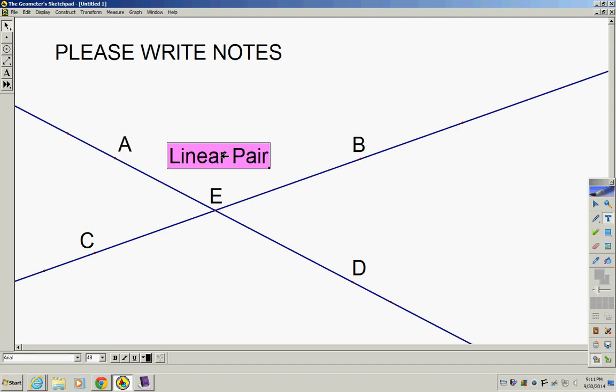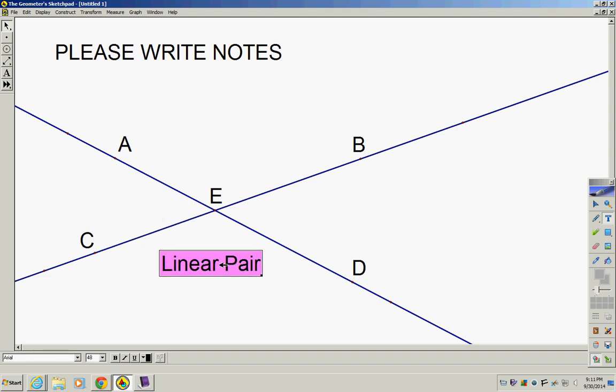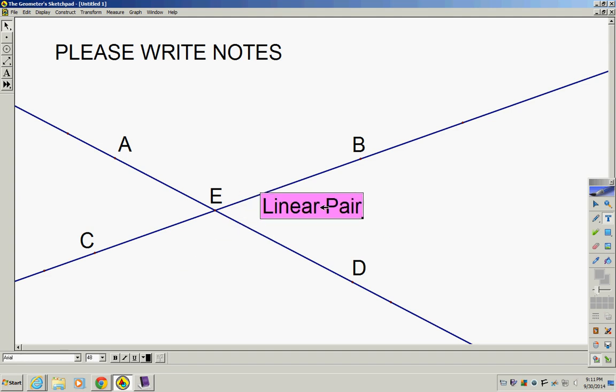Also, you could say BEA or AEB, either one. This angle right here is a linear pair with this angle right here. So AEB, AEC: these two are a linear pair. AEC and CED, these are a linear pair. And CED and BED, these two angles are a linear pair. So you can see when two lines intersect, linear pair, linear pair, linear pair, and linear pair. All right, so those are your linear pairs.